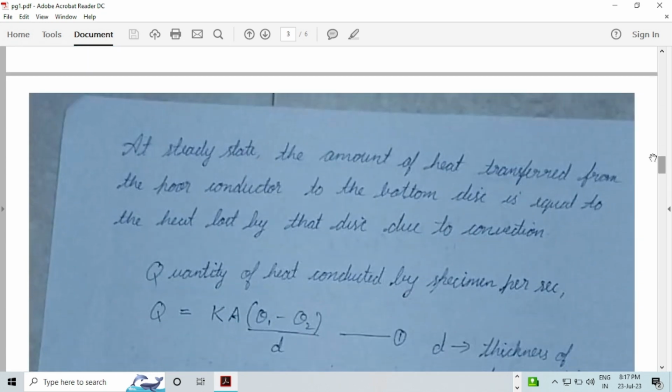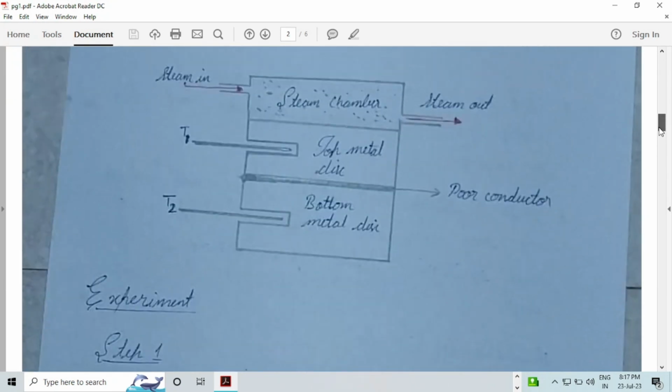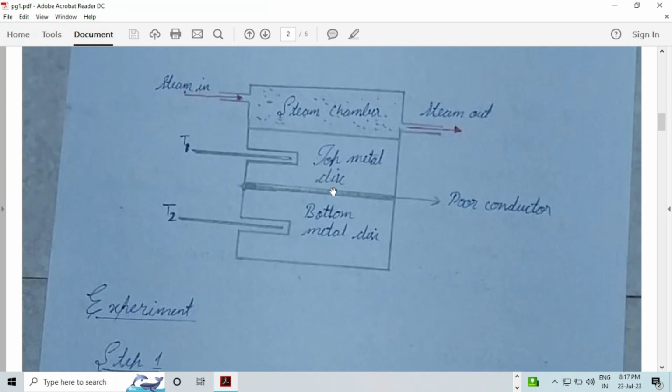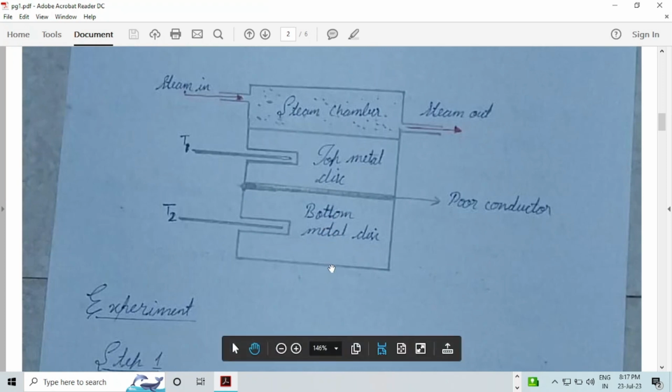At steady state, the amount of heat transferred from the poor conductor to the bottom disc is equal to the heat lost by that disc. The amount of heat conducted by this poor conductor to the bottom metal disc is the amount of heat lost due to convection from this bottom metal disc. Heat loss happens from here and from this side also.